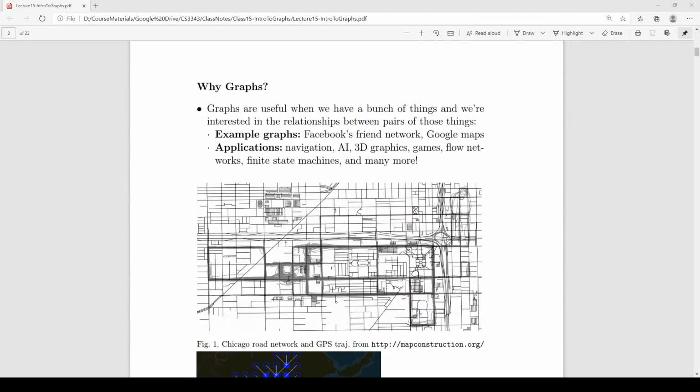So these pages have a bunch of color on them, so I didn't want to print them. But these are just the next pages in the notes.